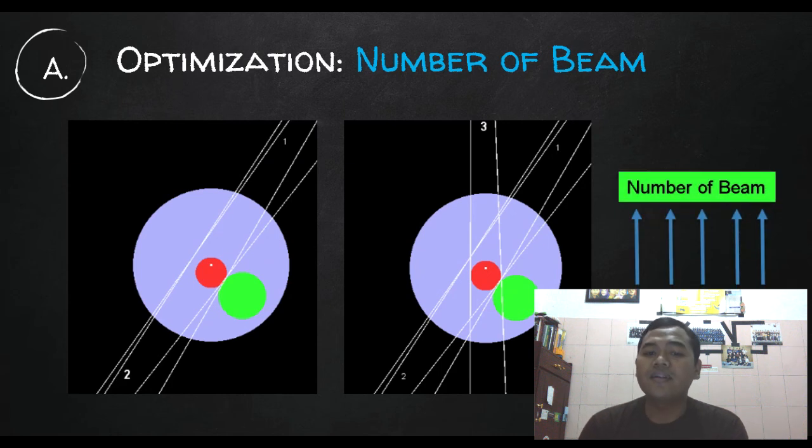Number of beams is important because as the number of beams increases, the dose will also increase. However, the increased number of beams can increase the coverage area of the target cells, so that the destruction of cancer cells is more optimal.